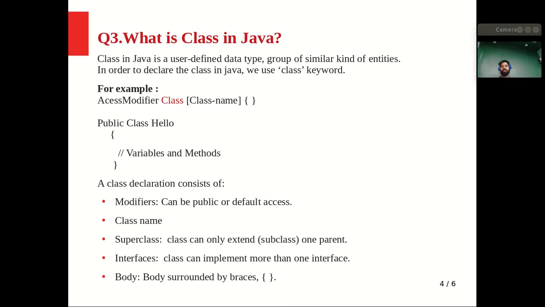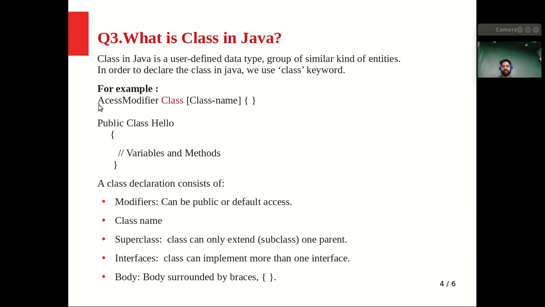So how can we define a class? In order to declare a class, we have to use the class keyword itself. For example, here in the slide, you can see that we have to use this class keyword, and before that we use access modifiers, right? There are four types of access modifiers: public, private, default, right?